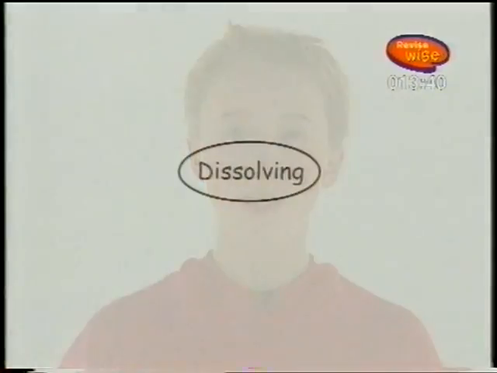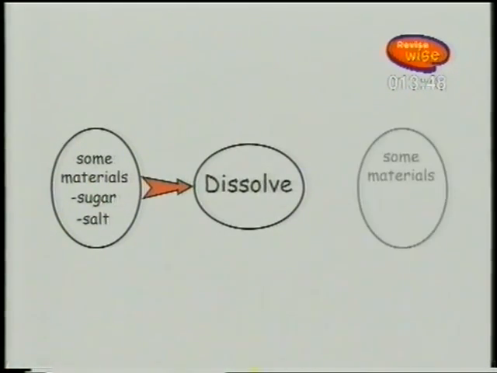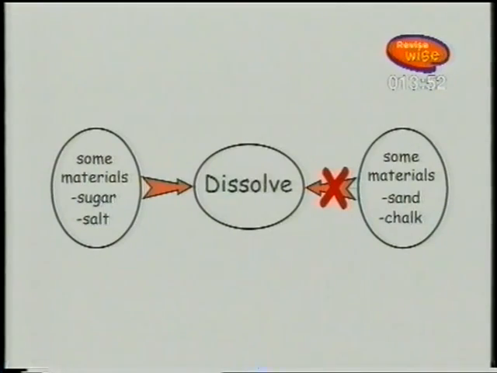Time to put our keywords on the memory map. First, we talked about dissolving. Some materials, like sugar and salt, dissolve. Some materials, like sand or chalk, don't. We call materials that dissolve soluble, and materials that don't dissolve insoluble.